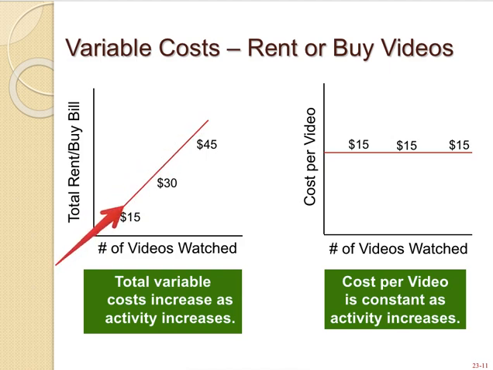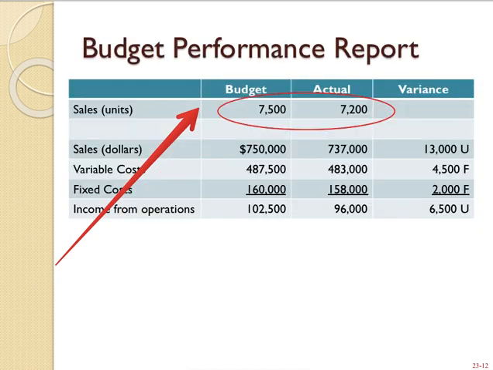You buy one video, it's $15. You buy a second video, it's $30. You buy a third video, it's $45. And you notice the more you use, the more you go up. Same thing with production costs that are variable. The more units you sell, the more cost you're going to have. So therefore, our budget, the whole thing was based on selling 7,500 units. That means that our sales amount was based on that and our variable costs were based on that.